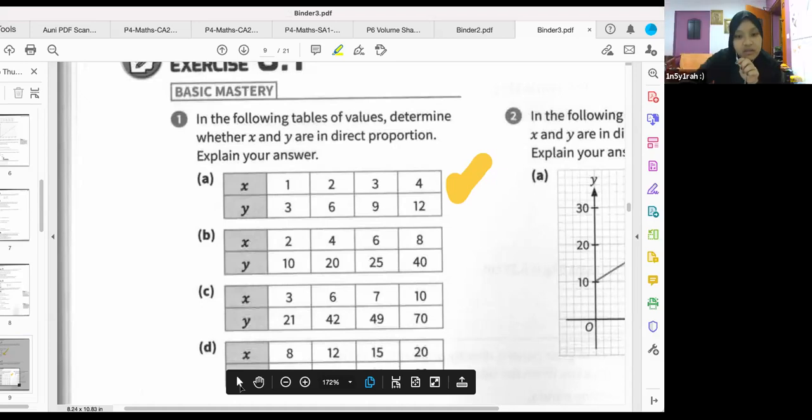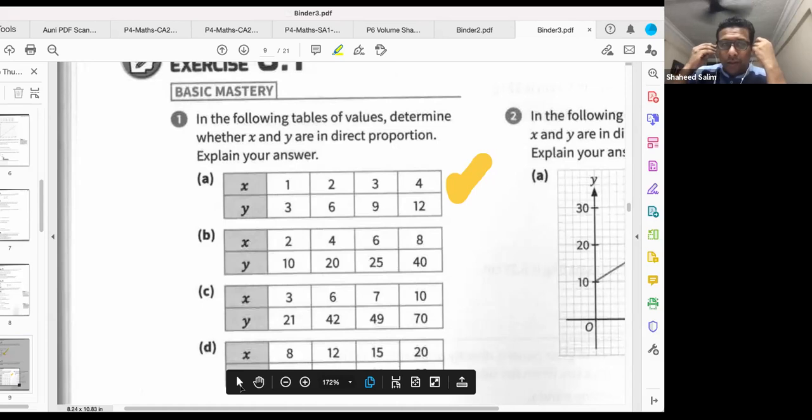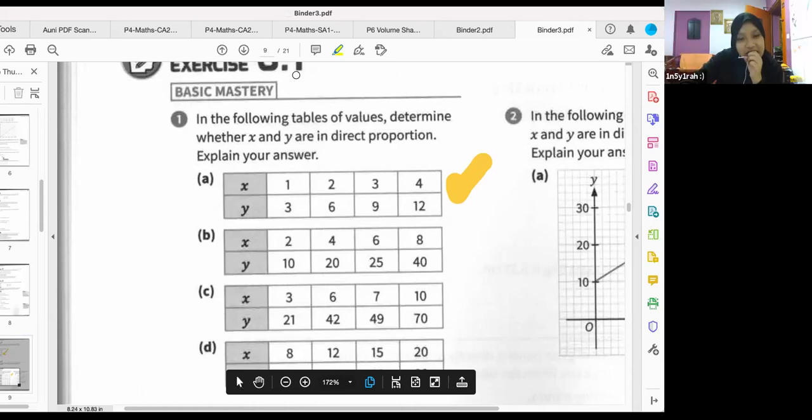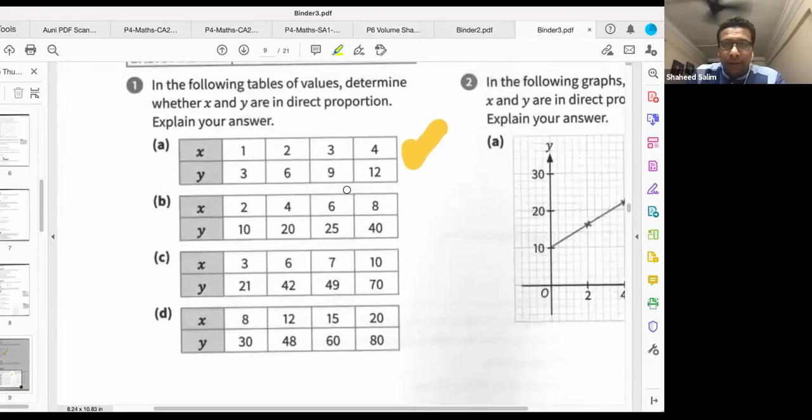Teacher, I cannot see D. You cannot see? Hold on. Okay, you cannot see which question? Only D. Sorry, yeah. Okay, is it better now?